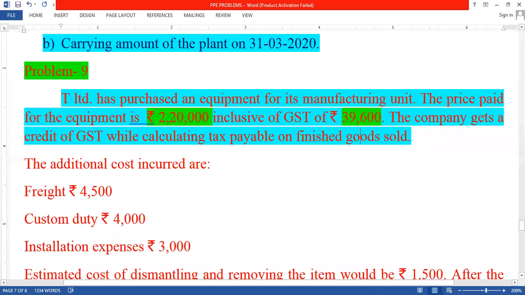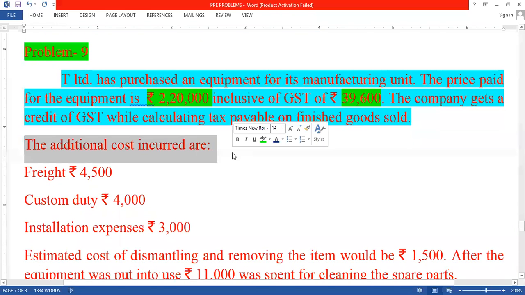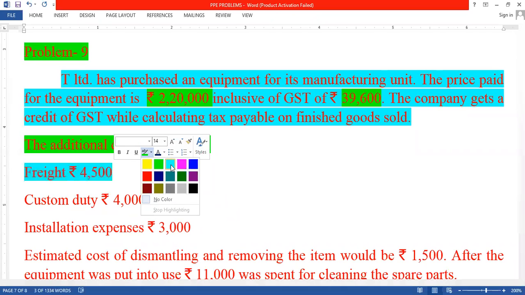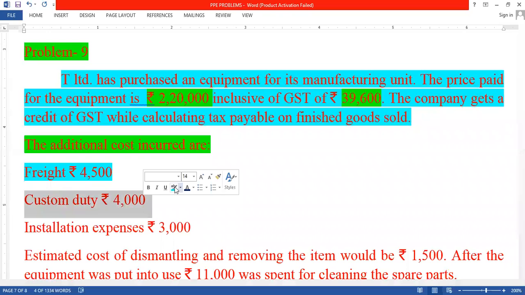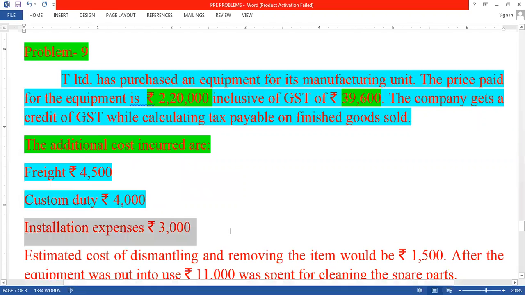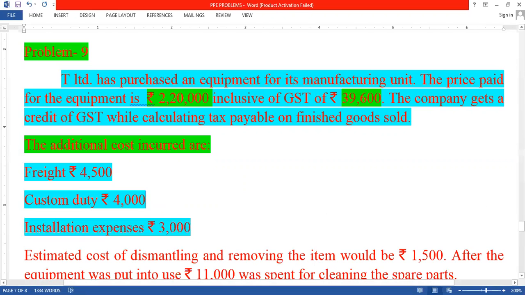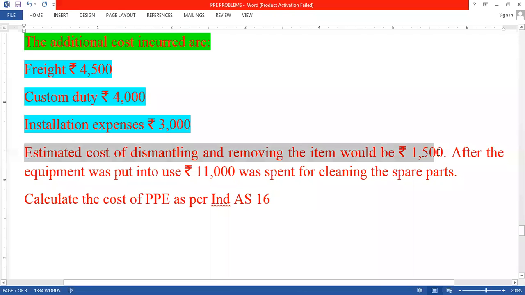After this, the next information in the problem is the additional cost incurred. The additional cost incurred is the freight. You should add this freight 4,500 related to the cost of the asset, custom duty related to the cost of the asset, installation expenses related to the cost of the asset, and the next one here, estimated cost of dismantling and removing the item. This is 1,500, you should also add it.